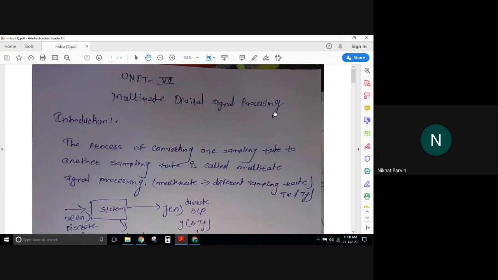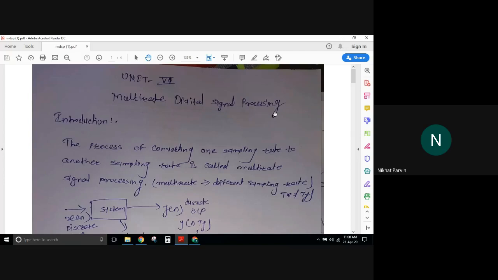Now, what is the difference between multi-rate digital signal processing and normal digital signal processing? Definitely, multi-rate DSP comes from digital signal processing only. So what is the meaning of multi-rate? Multi means many sampling rates. It is actually nothing but different sampling rates when we are dealing with them. How will you understand that?